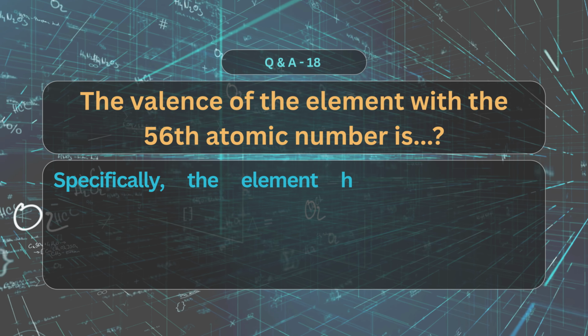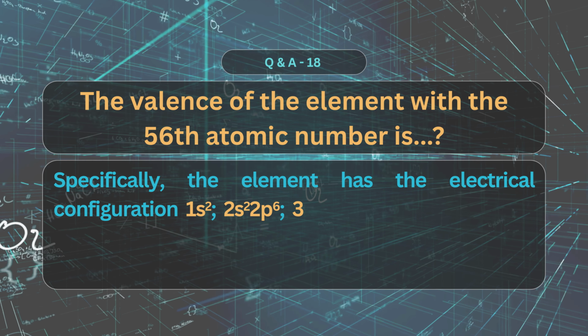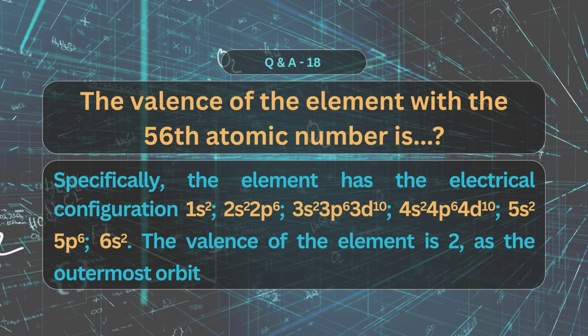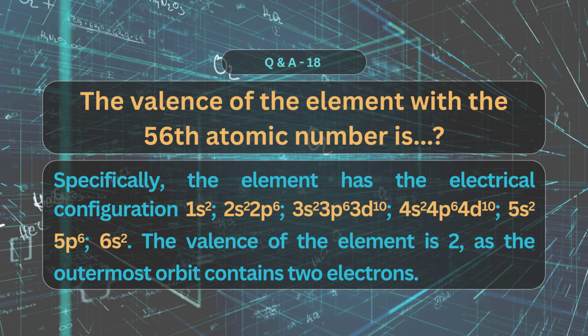Let's do a quick calculation. The valency of barium, atomic number 56, is exactly 2. Straightforward, but it pops up in GCSE and SAT exams.